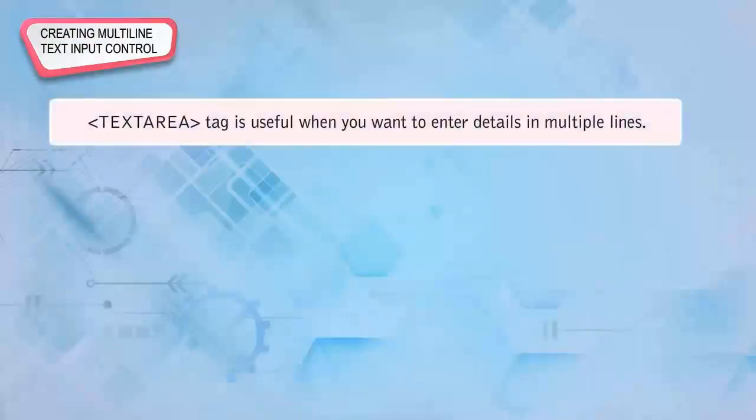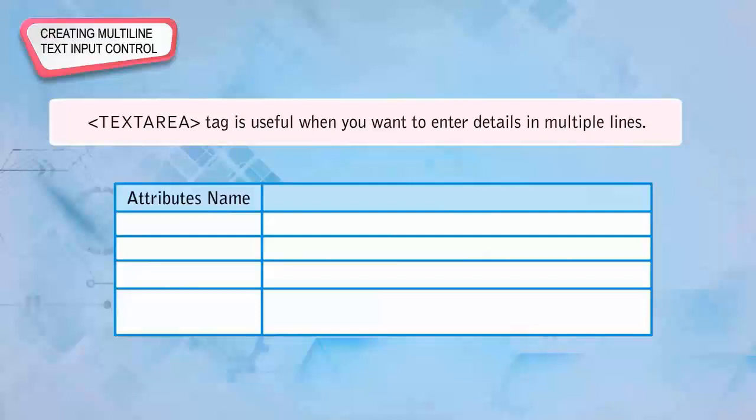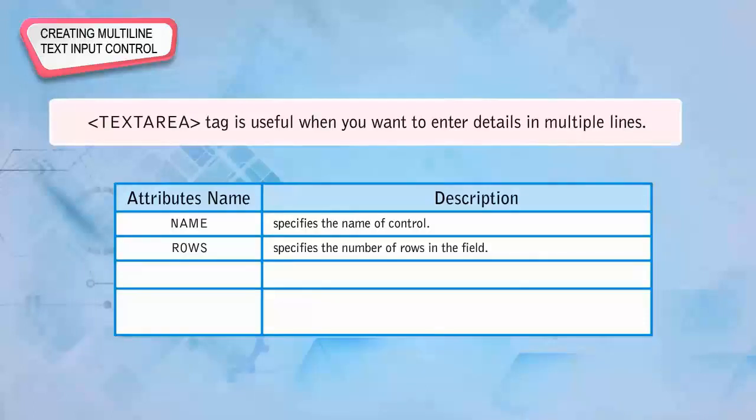Creating multi-line text input control. Textarea tag is useful when you want to enter details in multiple lines. Attributes, description. Name specifies the name of control. Rows specifies the number of rows in the field. Cols specifies the number of columns in the field.